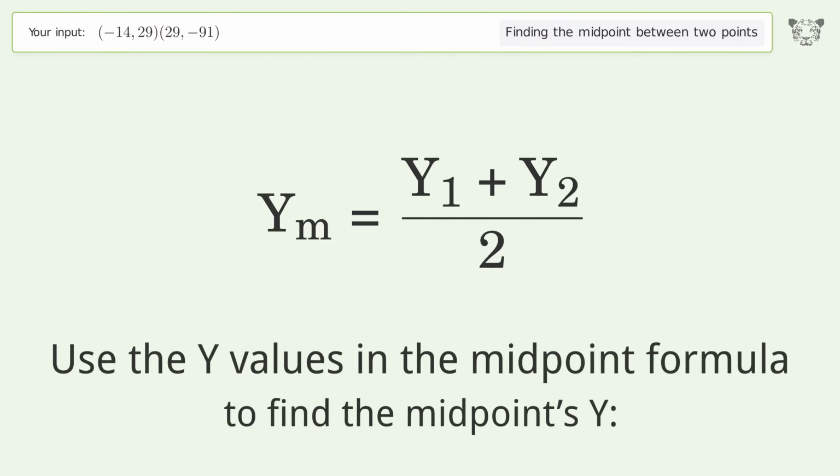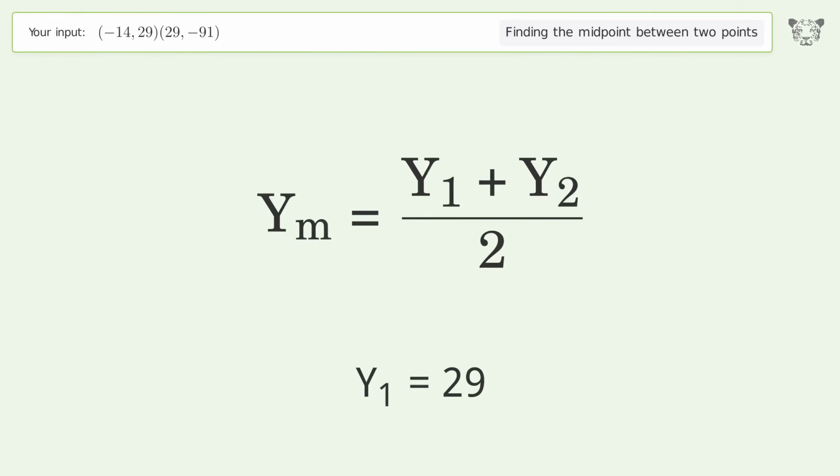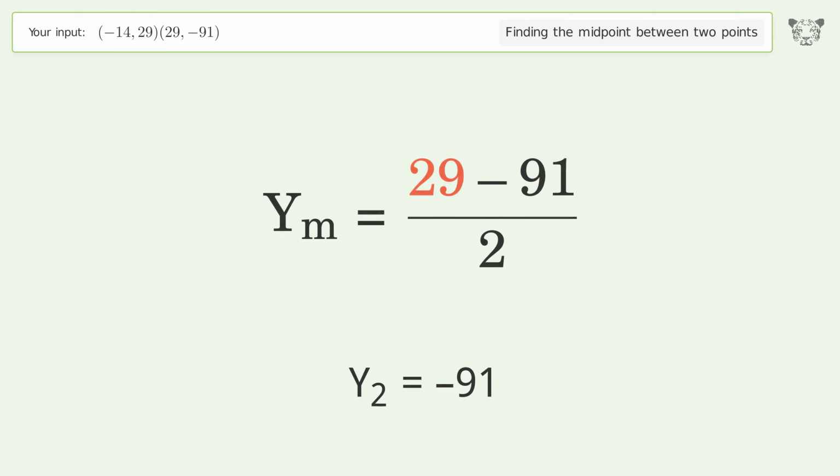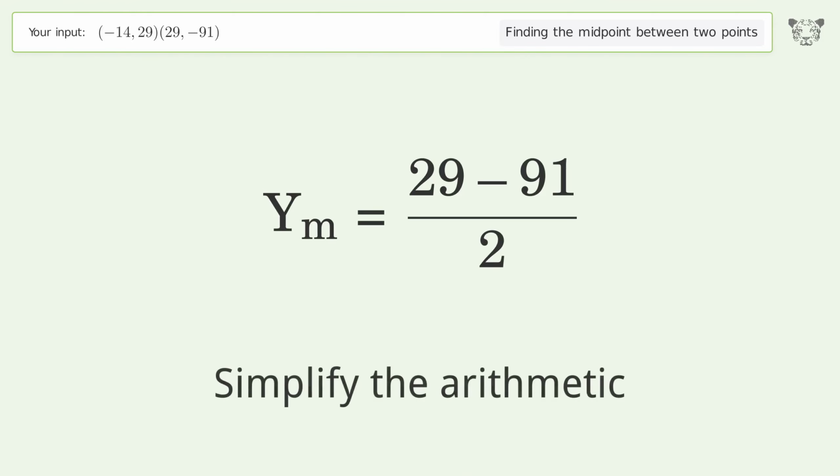Use the y values in the midpoint formula to find the midpoint's y. y1 equals 29. y2 equals -91. Simplify the arithmetic.